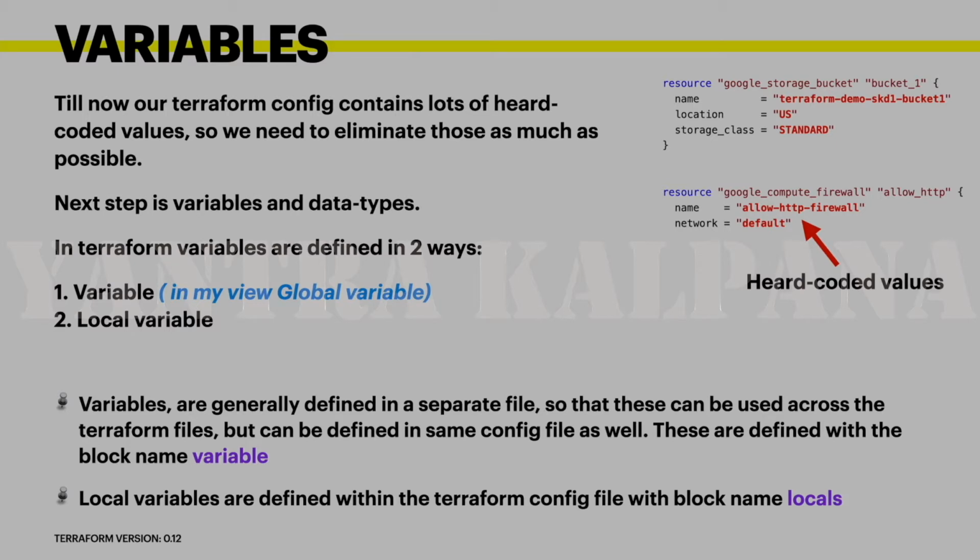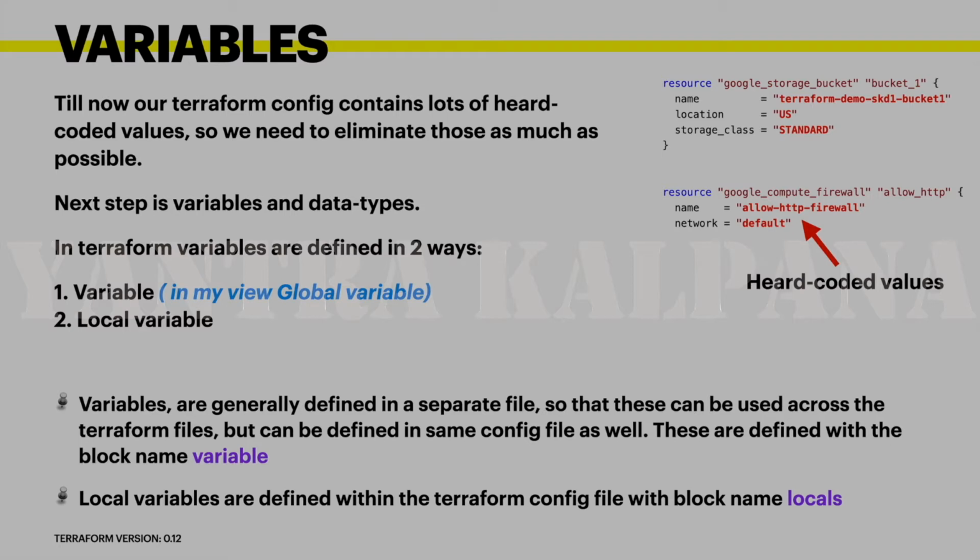In Terraform, we have variables which we can define in two ways. One is the variable, which in my opinion is a global variable, and the second one is the local variable. Variables, which in my opinion are global variables, are generally defined in a separate file so that they can be used across the Terraform configuration files. But that's not mandatory. You can define variables in the Terraform configuration file itself if it is required.